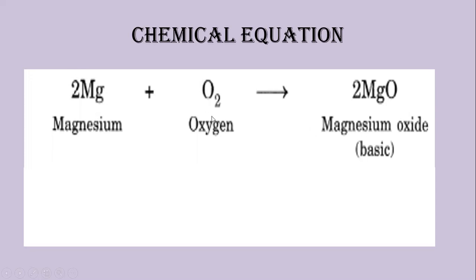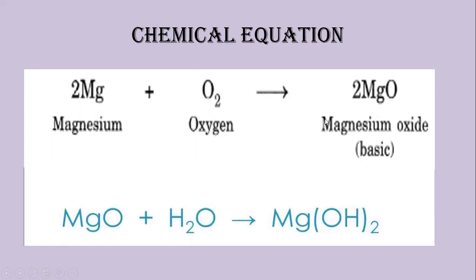Magnesium reacts with oxygen and it gives magnesium oxide. Now when this magnesium oxide is mixed with water, again one new substance is formed, that is magnesium hydroxide. So magnesium oxide reacts with water and it gives a new substance, magnesium hydroxide.